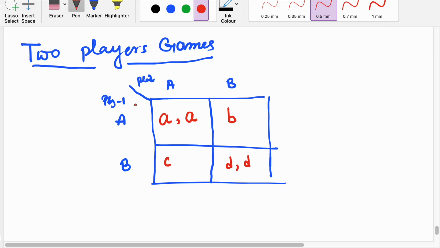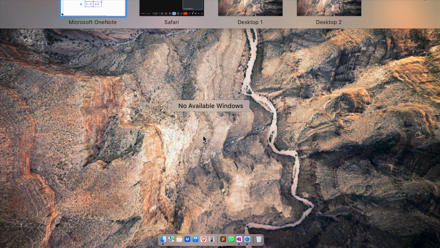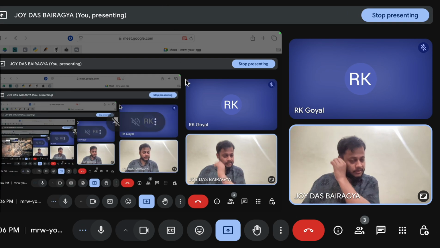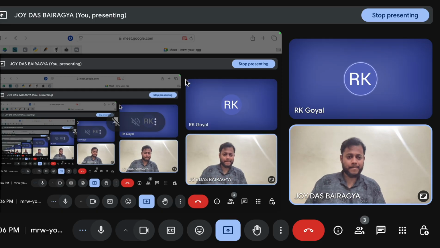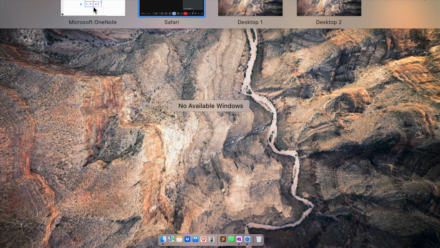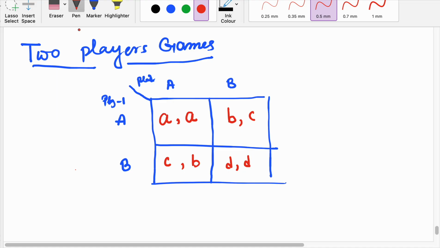Now here A interacts with B, what will A get? B. But if player 2's strategy is B and my action is A, then what will I get? C, because I have written that if player 1 plays action B against A, it will get C. So this will be the payoff matrix. Is it clear? Payoff matrix. Yes, I mean, it is not clear to me. Okay, if you can explain. Yeah.